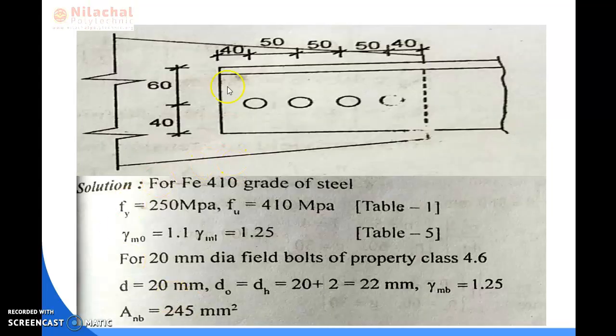So here is the diagram of the angle section, which is connected to the gusset plate. From this to this is the longer leg of the angle section, which is 100 mm, and this portion is the other leg of the angle section, and here we can see the thickness. The edge distance of the angle section is given as 40 mm, and the pitch distance of the bolts is given as 50 mm.